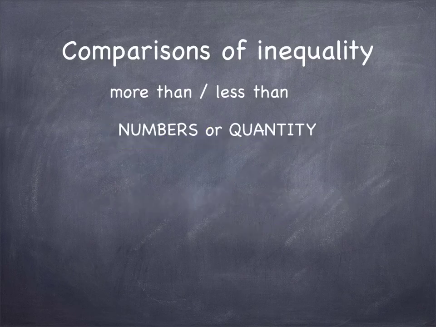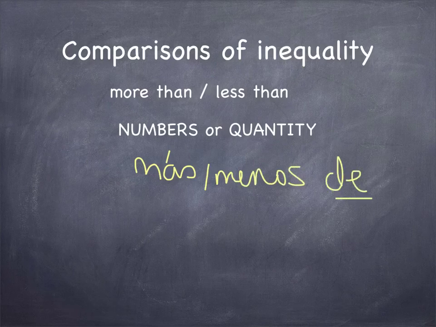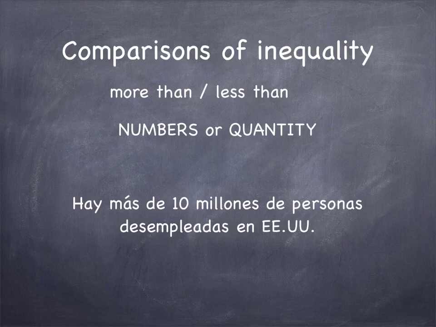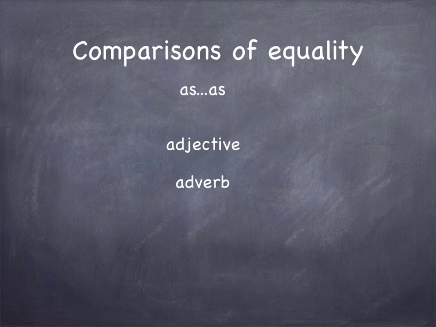So when we're going to compare numbers or quantity, things change a little. Instead of saying más que or menos que, we say más or menos de. So let's take a look at the example. Hay más de 10 millones de personas desempleadas en Estados Unidos. There are more than 10 million people unemployed in the US. So we have the expression más, correcto, and then de, followed by the number.